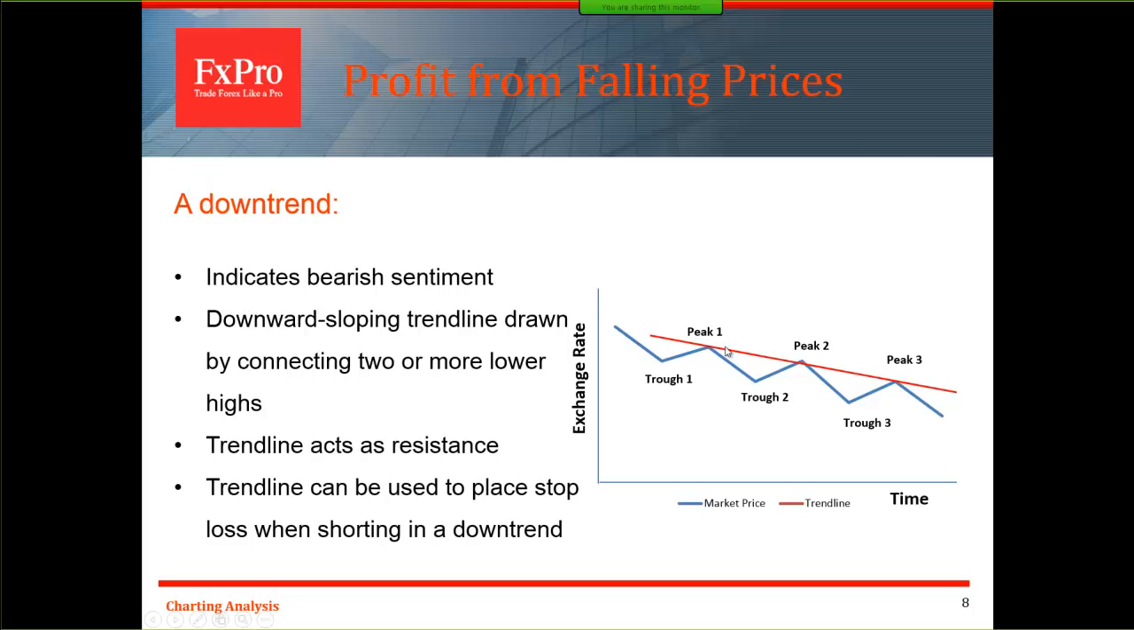So we've got here price moving lower, making lower highs as well as lower lows, and when it comes to drawing the trend line, we connect the highs, the lower highs, and this line is a form of resistance.